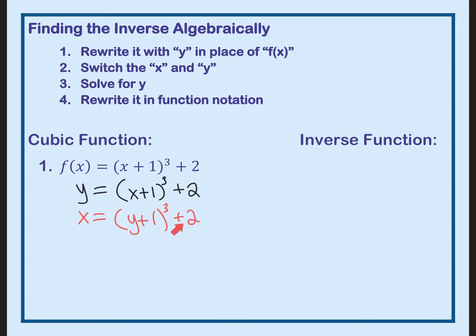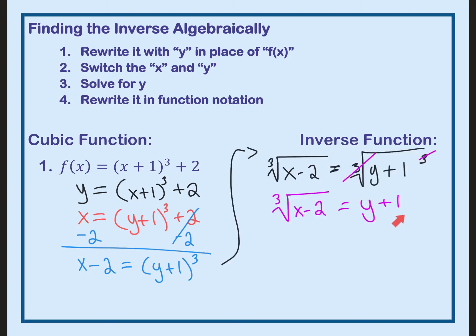So first we're going to move the positive 2 over. We're going to eliminate it by subtracting 2 from both sides. After we move the 2 over, now we have this by itself. We need to, what's the opposite of cubing something? We're going to take the cube root of both sides.